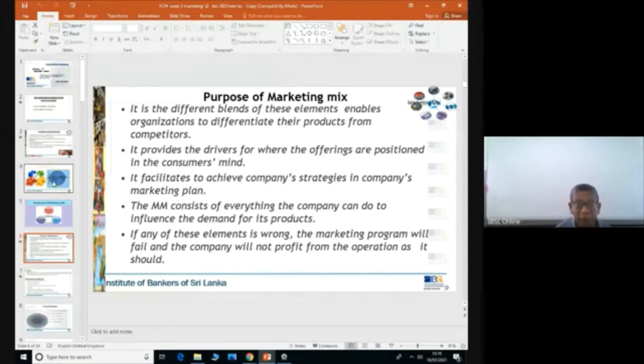Now, another important thing, as I told you, is that the marketing mix is a jigsaw puzzle. So you need to have all the ingredients, then you come up with a better marketing program.